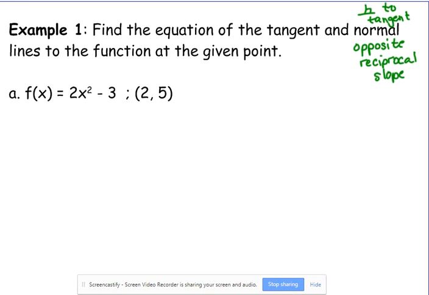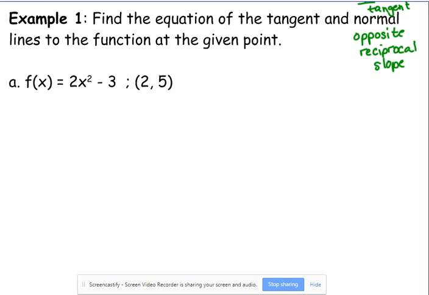Okay, so if we have to find the equation of the tangent line at the given point, they give us the point, the x and y. We've got to find the slope. The slope comes from the derivative, so let's find our derivative really quickly. Let's go ahead and use our new limit definition. Since we're finding it at a specific point, let's go ahead and use f prime of 2.